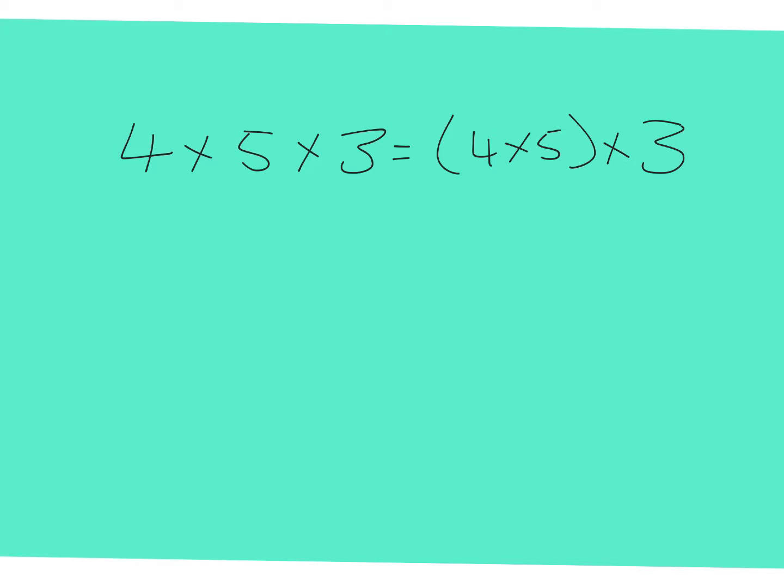But if I change the order and I went 4 by 5 by 3, so I'm just going to put 4 by 5 in brackets first, times by 3, I could say 4 fives are 20 multiplied by 3. 3 lots of 20 is going to give me 60. So it gives me exactly the same answer as we had previously.